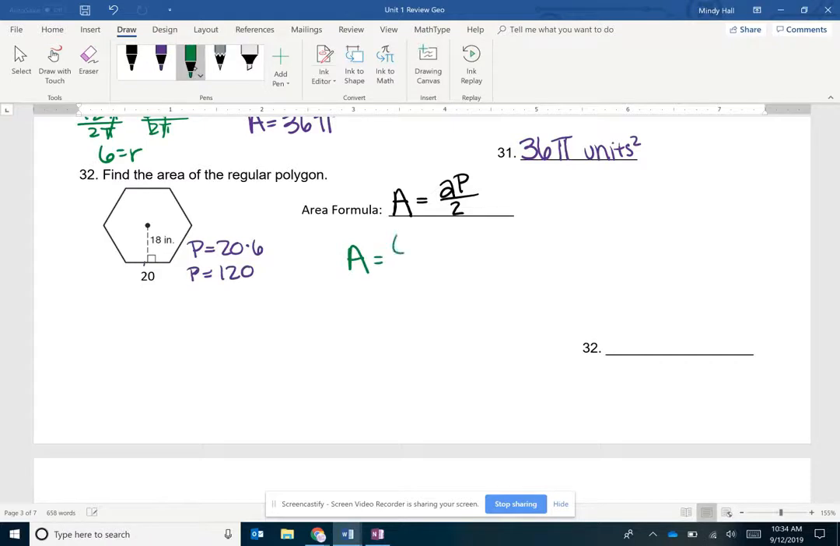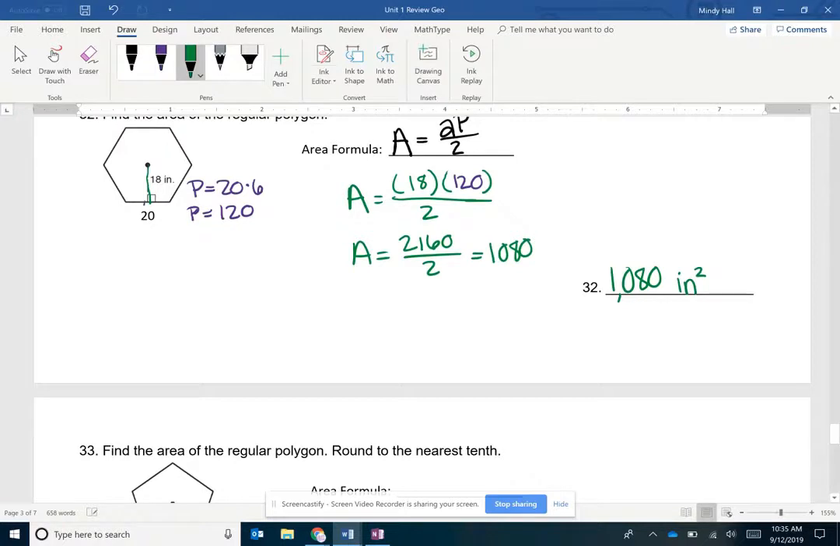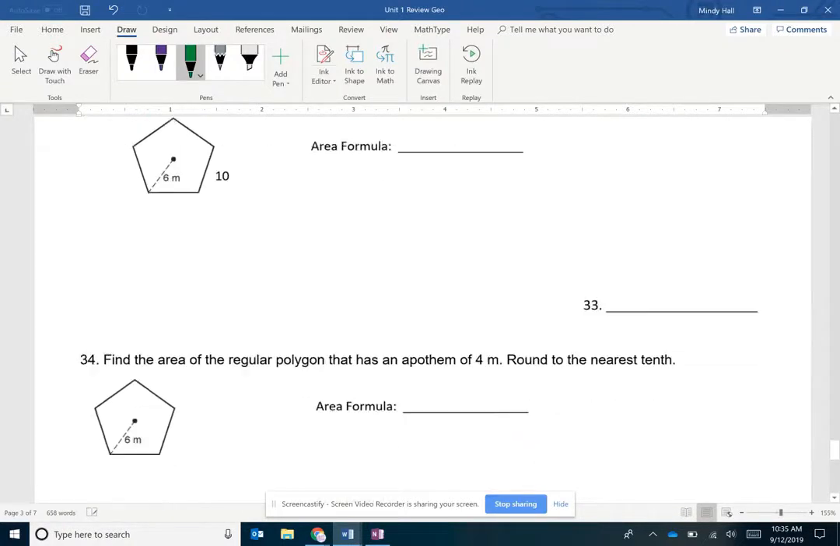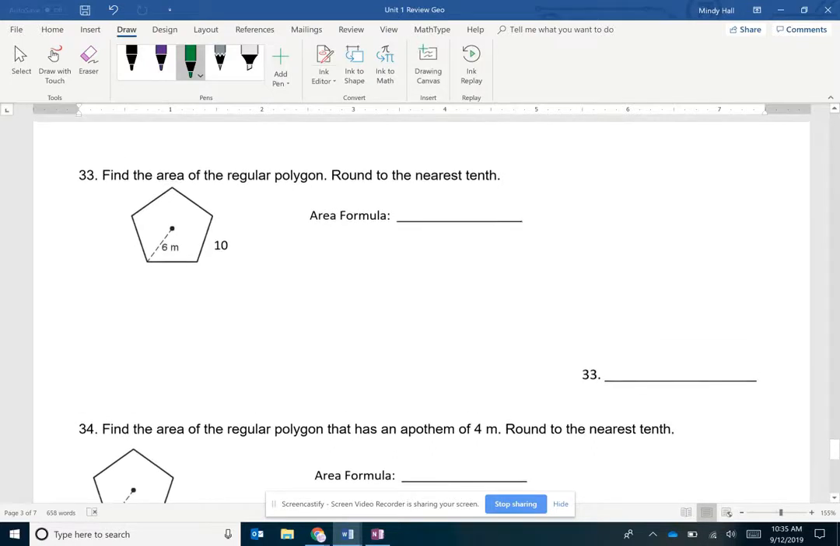So I plug in what I know. My apothem is 18 because it goes from the center to the middle of one side. And then I'm going to multiply by my perimeter, which we found just now to be 120. And then we divide by 2. 18 times 120 gives me 2,160. And when I divide by 2, I get 1,080. So because this is area, this is going to be inches squared. Okay.